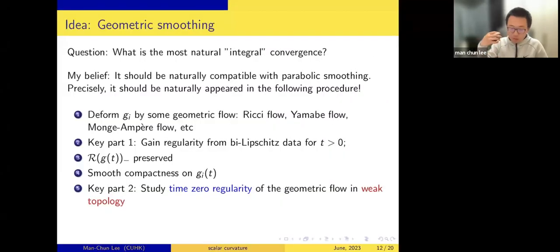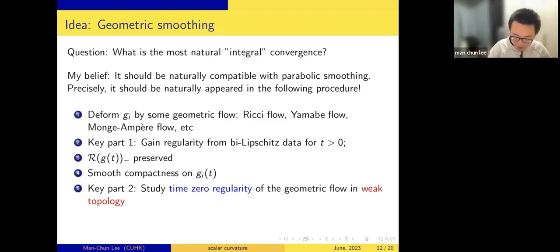And then the problem is reduced back to asking what kind of time-slice regularity of the geometric flow you have in the weak sense. If you have bounded curvature, then the time-slice regularity is very easy, just C^{1,alpha}. But if you have no regularity at all or very weak regularity, then sometimes you still get some time-slice regularity. But you need to identify it.